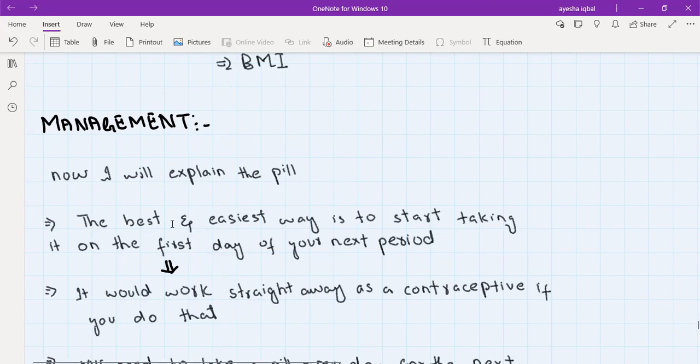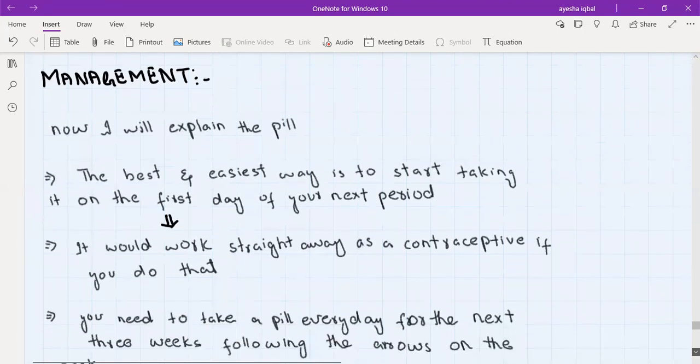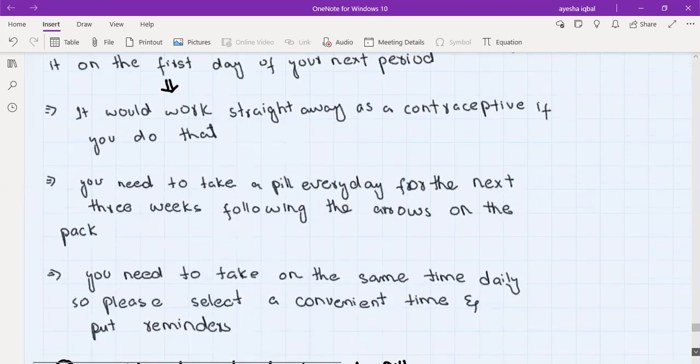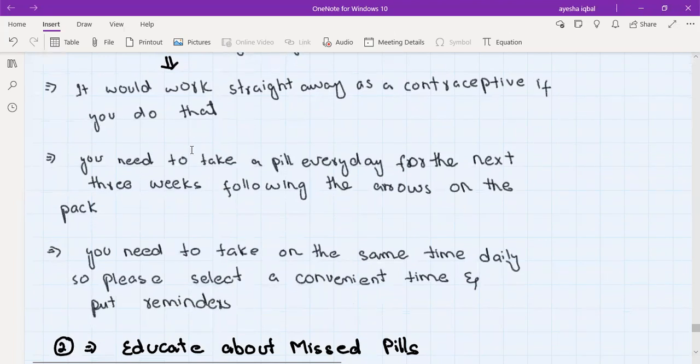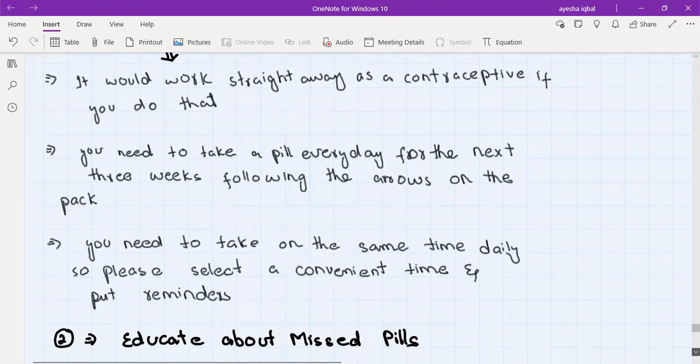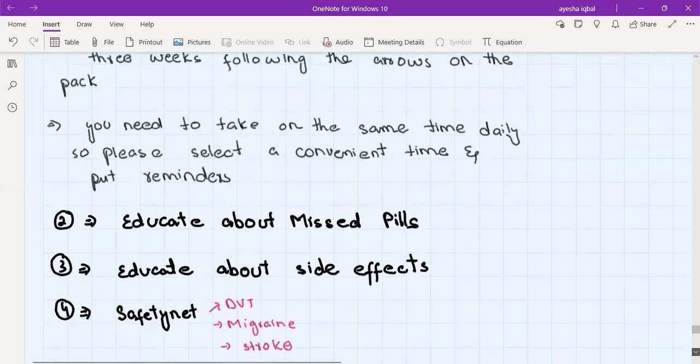All right, but the best and the easiest method for her is to start taking the pill on the first day of the next period, okay? Because when she starts taking the pill on the first day of her next period, it will work straight away as a contraceptive, and she doesn't need to use any condoms, etc. All right. And we need to tell her that she needs to take a pill every day for the next 3 weeks following the arrow signs on the pack. So this is basically, let me show you a pack of oral contraceptive pills.